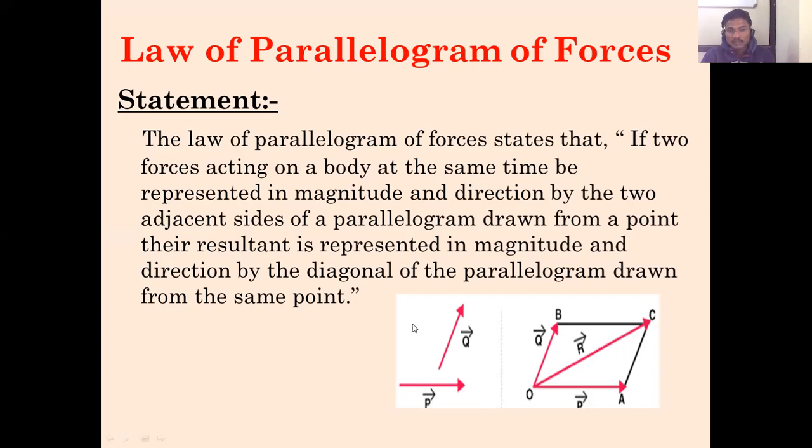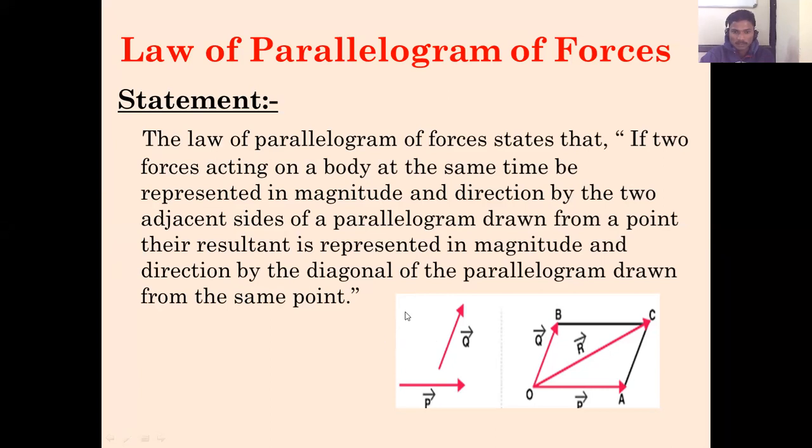drawn from a point, their resultant is represented in magnitude and direction by the diagonal of the parallelogram drawn from the same point. Okay, so what does it tell? Just read. Can someone explain what it is? Just check. If you want to explain, you can take help of Marathi, no issue. Let me see. Can anyone tell?